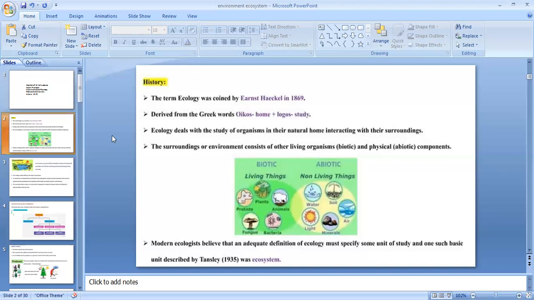This is a picture showing living things and non-living things. Living things means biotic and non-living things means abiotic. Some examples of the biotic and abiotic systems are as follows. Biotic: plants, animals, bacteria, fungus, protozoa. Abiotic examples: soil, air, minerals, light, and water.